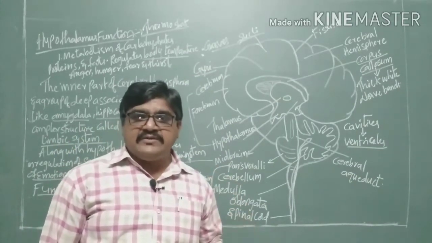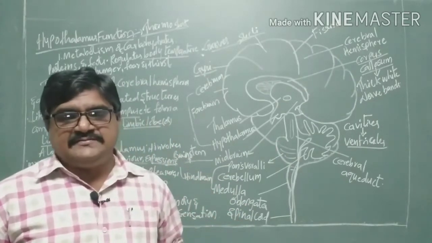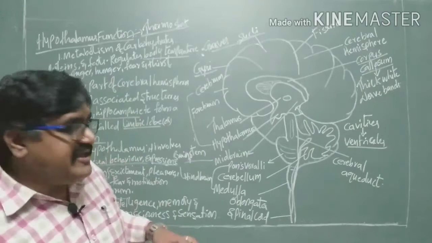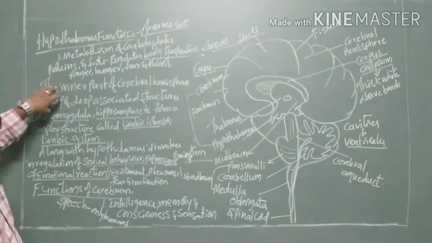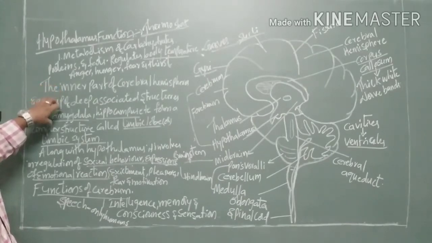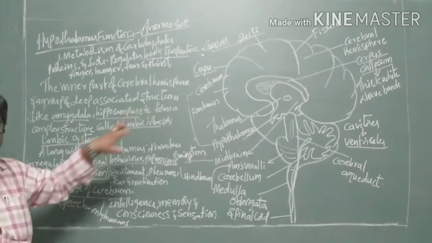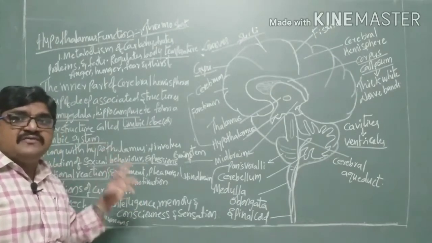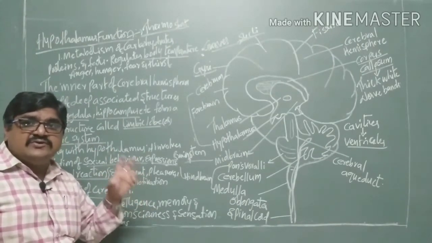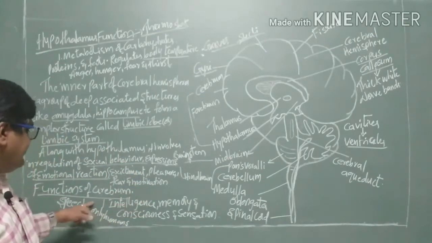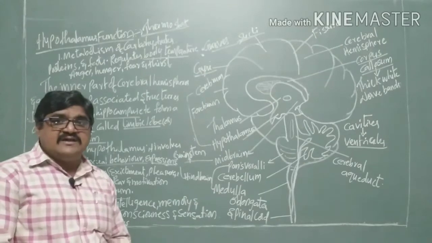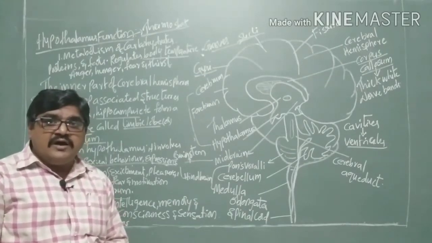These are the various functions of the cerebrum, hypothalamus, and thalamus, the three parts present in the forebrain. The inner regions of the cerebral hemispheres have a group of deep associated structures, the amygdala and hippocampus, forming a complex called the limbic system, or limbic lobes, which along with the cerebrum and hypothalamus are responsible for regulation of sexual behavior and emotional reactions.